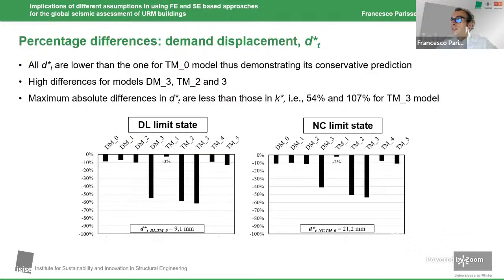Moving to the differences in terms of demand displacement, we can say, first of all, that the predictions with our reference model, TM0, are the most conservative ones, because all the other predictions in terms of demand are lower. And of course, the highest differences always relate to the same three models, DM3, TM2, and TM3, for the reason explained before. And this is valid for both limit states.